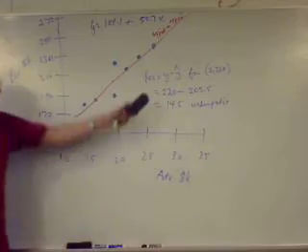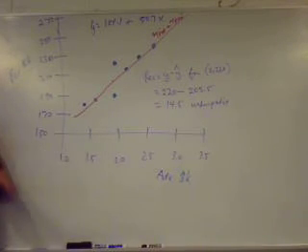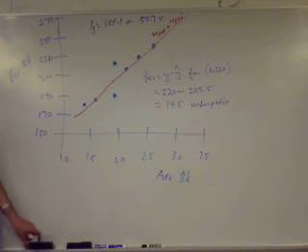When the residual is positive, it means it underpredicts. When the residual is negative, it overpredicts. In this case, it's positive, so it underpredicts.